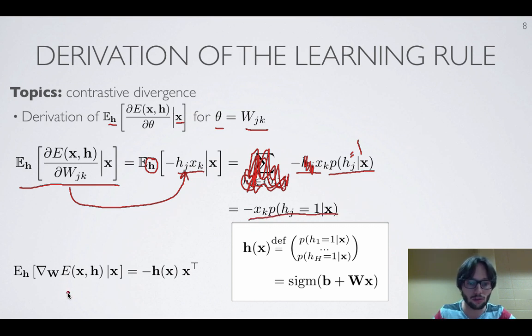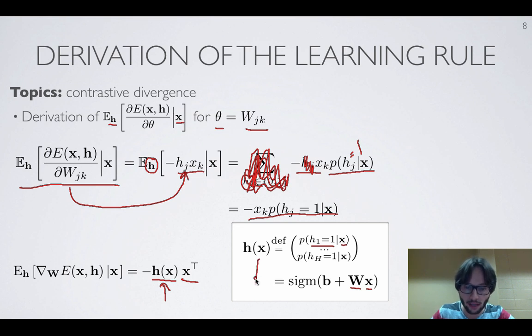Again, if we want to write this in matrix form, we can write it as the outer product of minus a vector, which I'm going to call h of x, which contains the probability of each hidden unit being equal to 1 given x. Notice that this is just the sigmoid of the bias vector plus the matrix of weights W times x. I take that vector h of x and do the outer product with the vector x. The entry in that matrix at row j and column k is going to be exactly this.